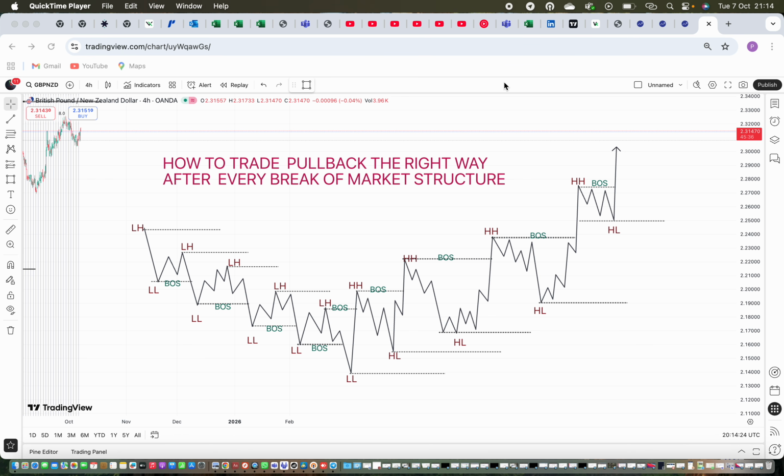All right, as we know, in the forex market, after every break of market structure, we definitely have a pullback, and a lot of traders struggle with how to identify the right level to actually wait for price to pull back to continue the trend in the right direction.